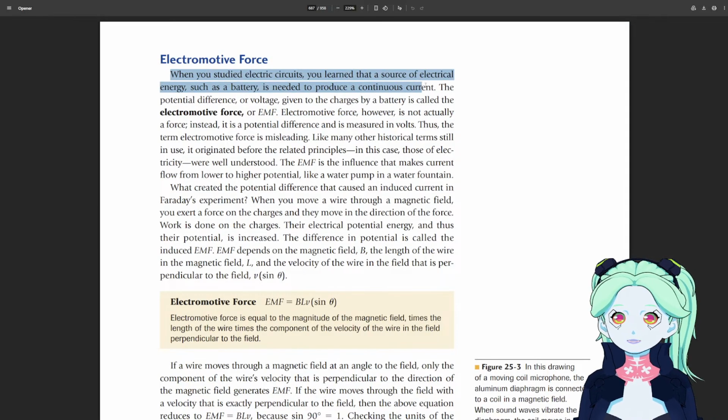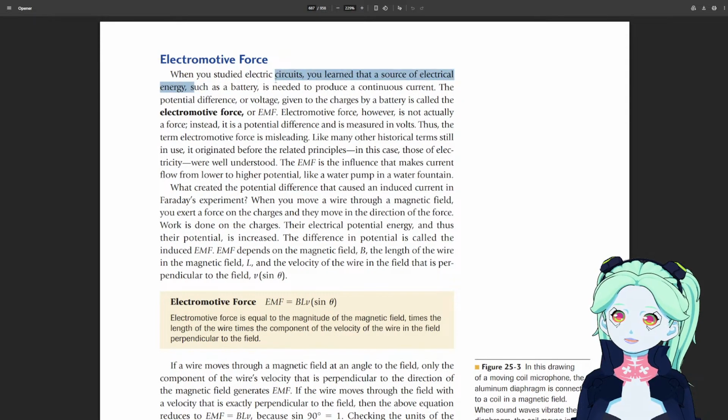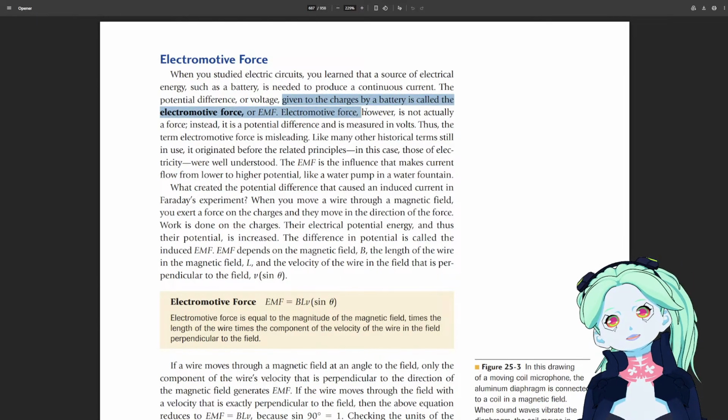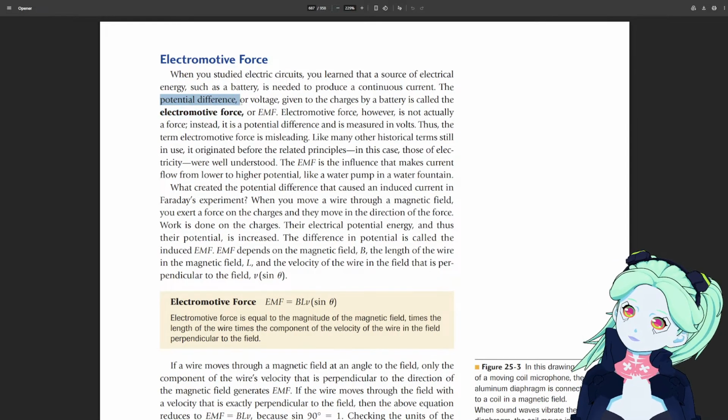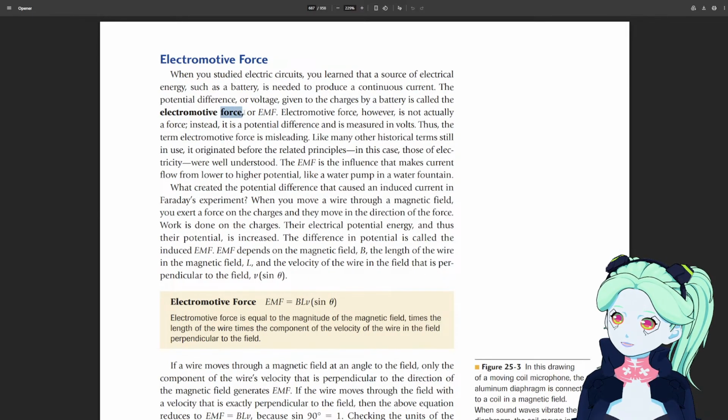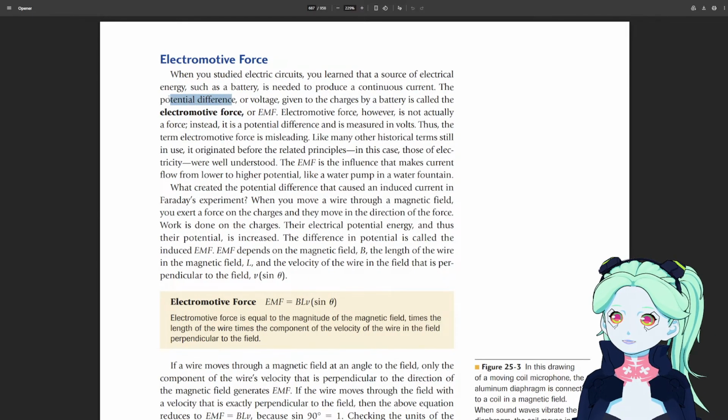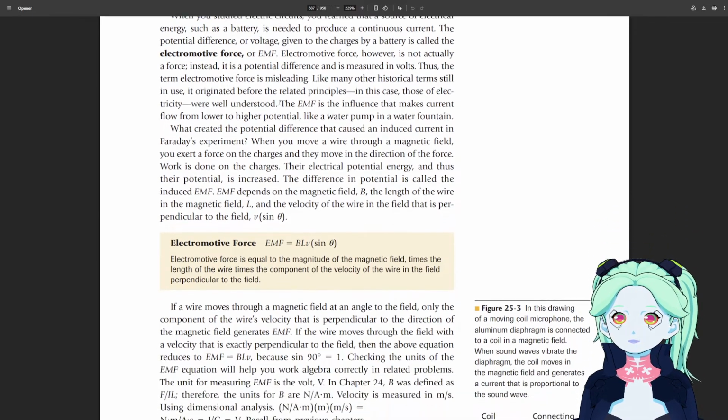So when you study electric circuits, you learn that the source of electrical energy, such as a battery, is needed to produce a continuous current. The potential difference, or the voltage given to the charges by a battery, is called the electromotive force, or EMF. So the potential difference or voltage given to the charges is called the electromotive force. Okay, so the electromotive force is a potential difference. Is that what that means? Or is it not the force? I guess it has units of force, probably. Or EMF. Electromotive force, however, is not actually a force.